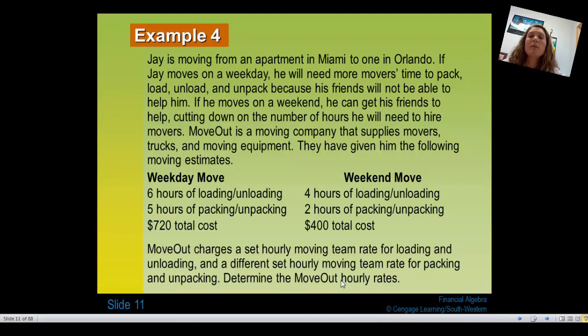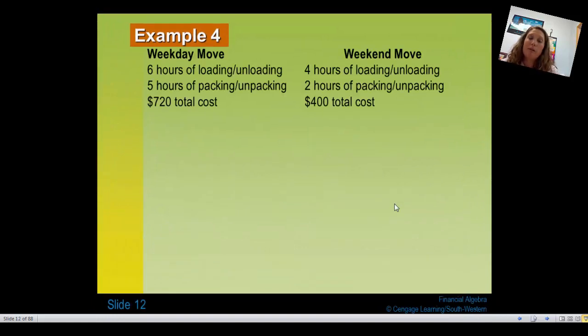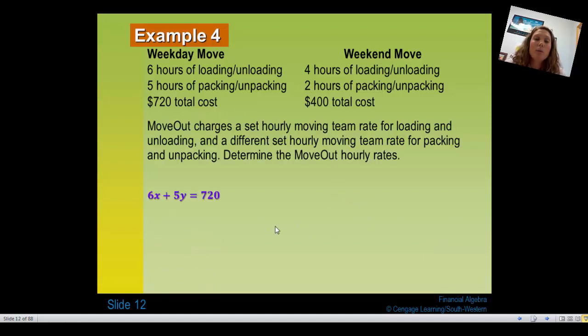We need to determine their hourly rates for loading and unloading, and packing and unpacking. So I'm going to bring up another slide here where I have a little less writing and more where we can do our calculations. So we set up two equations. We're going to let x equal the cost for the hours of loading and unloading, and y is the cost for hours packing and unpacking.